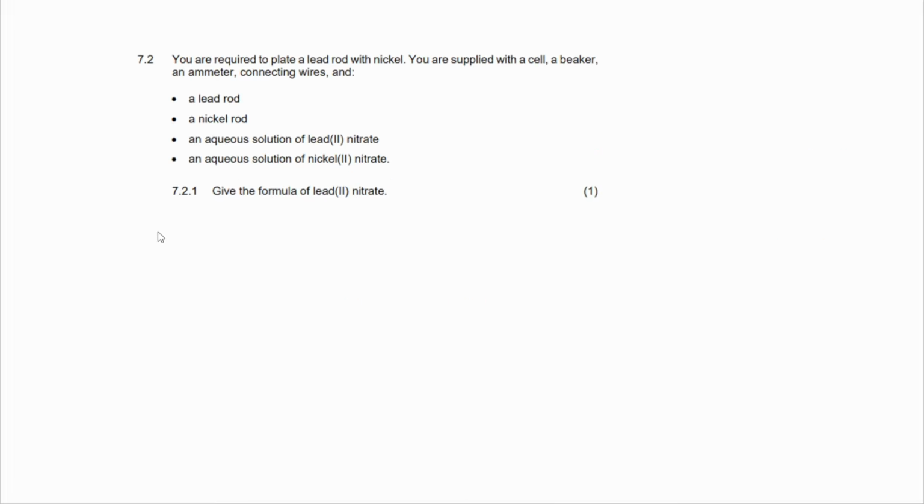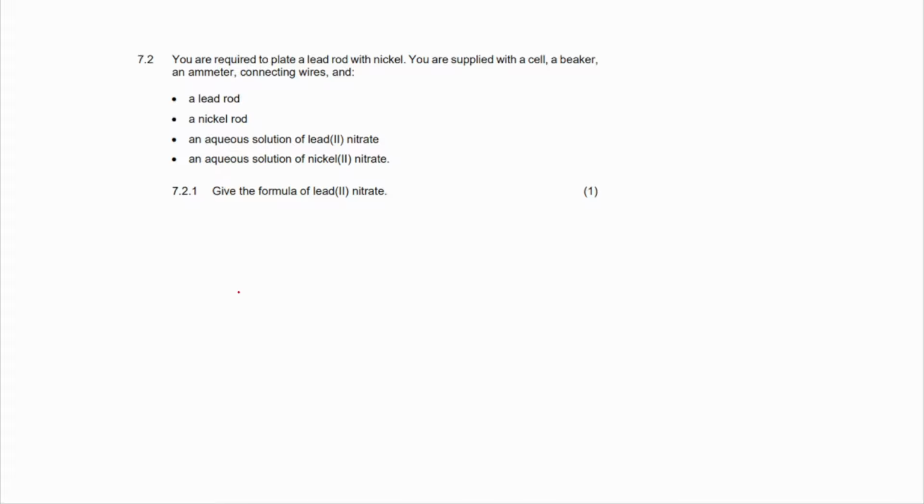Now in 7.2, you are required to plate a lead rod with nickel. You're supplied with a cell, a beaker, an ammeter, connecting wires, and these things: a lead rod, a nickel rod, an aqueous solution of lead(II) nitrate, and an aqueous solution of nickel(II) nitrate.